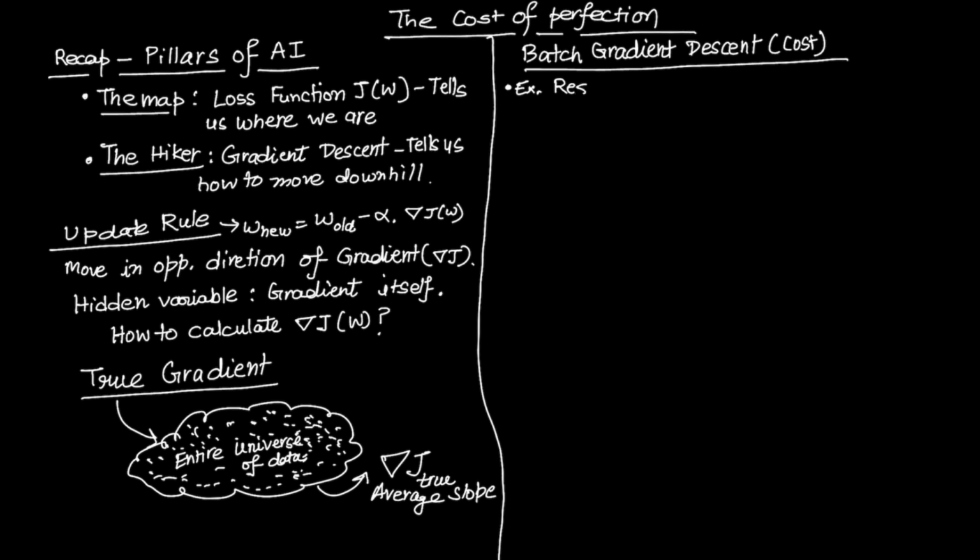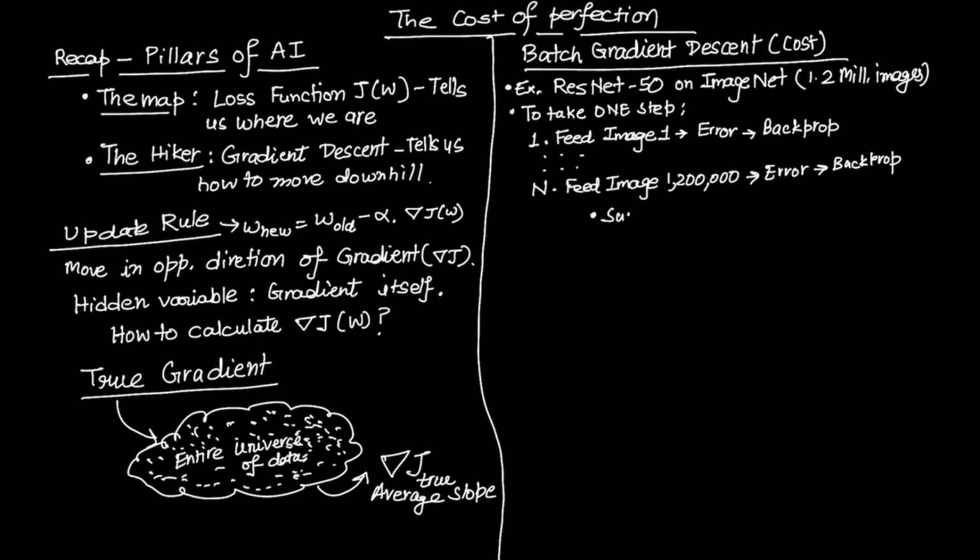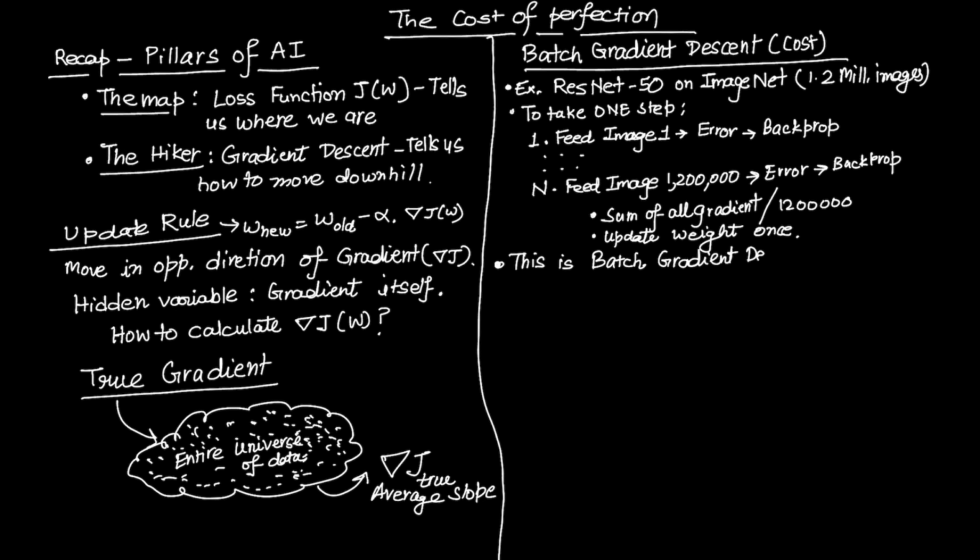If you are training a standard ResNet 50 on ImageNet, you will have 1.2 million images. To take one single step down the mountain, just one update, you have to first feed image 1 into the network, calculate error and backpropagate, then feed image 2, calculate error and backpropagate. Similarly, we'll go until we feed the 1.2 millionth image, calculate error and backpropagate. Sum up all those gradients, divide by 1.2 million to get the average. Update the weight once. This is called batch gradient descent or vanilla gradient descent.